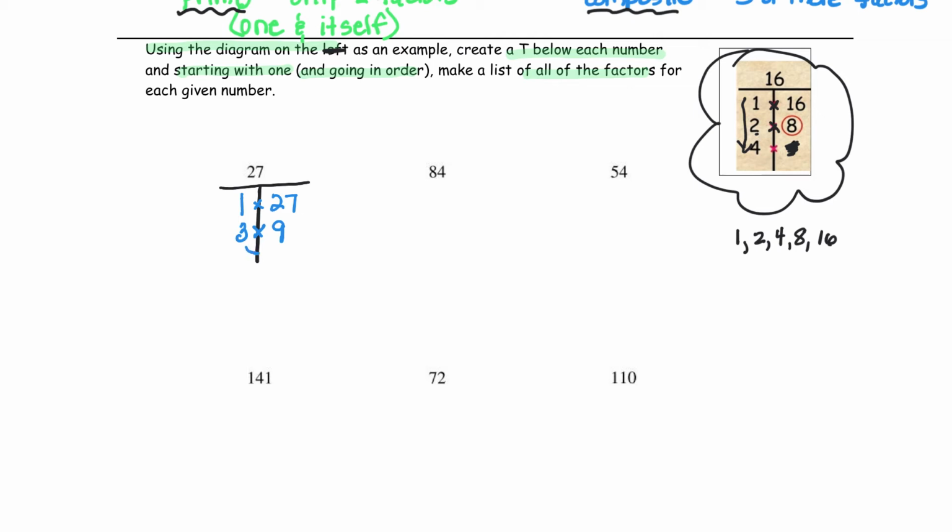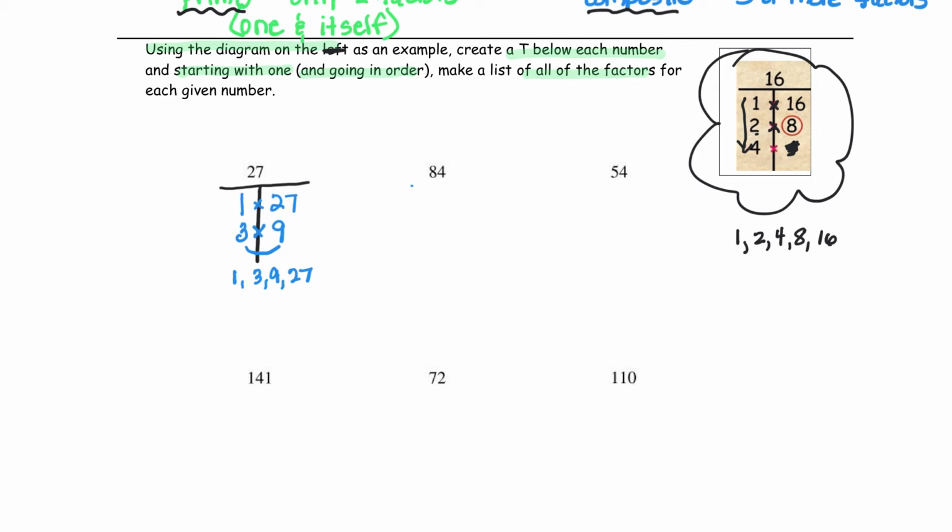So once you get it to the point, almost looks like a smiley face, where there are no other numbers, you are finished. So the factors of 27 are 1, 3, 9, and 27. Let's go on with the next one.